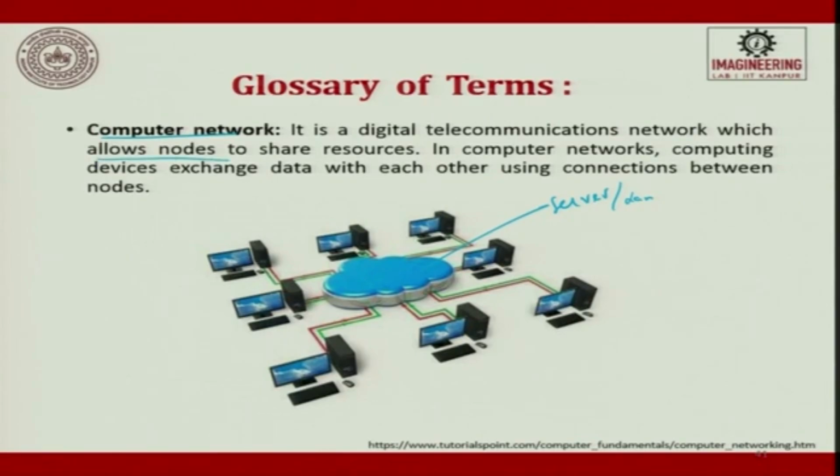So here it allows nodes to share the resources. In a computer network, computer devices exchange data with each other using the connection between the nodes. All these people could talk to each other because of the existence of a computer. So the computer plays a very important role in manufacturing.